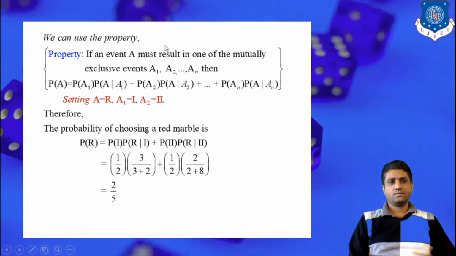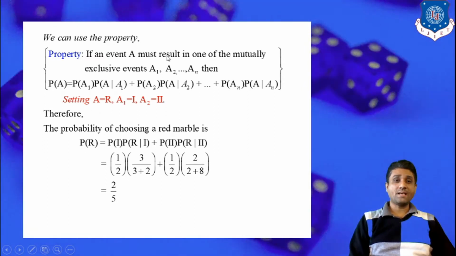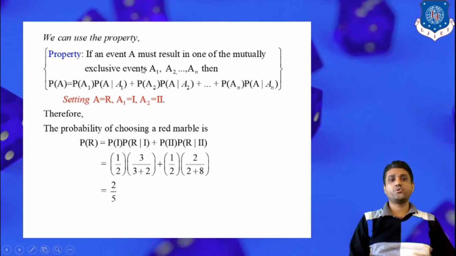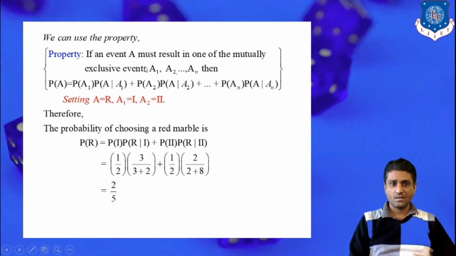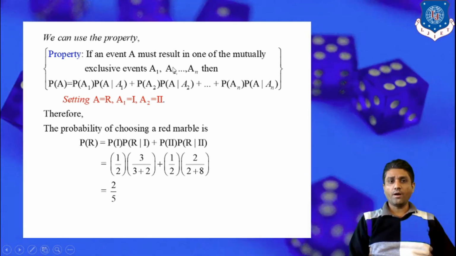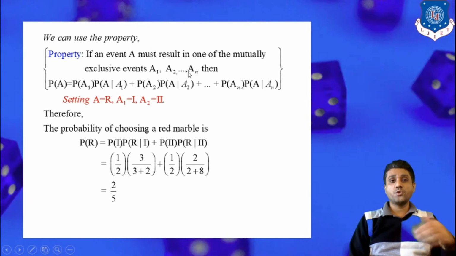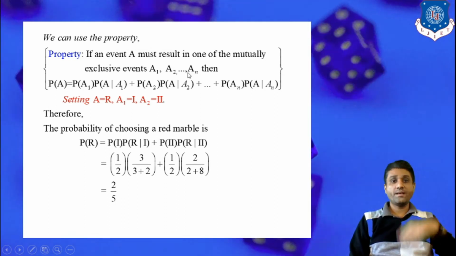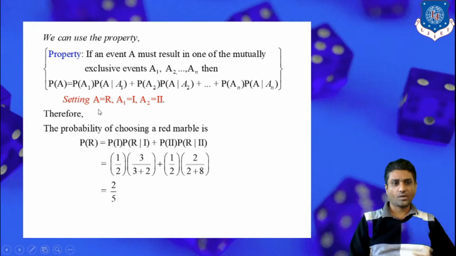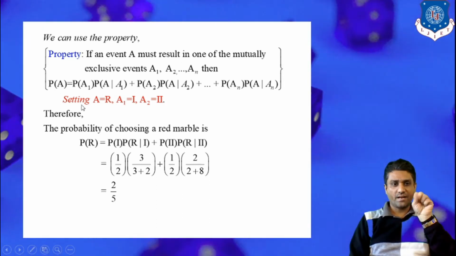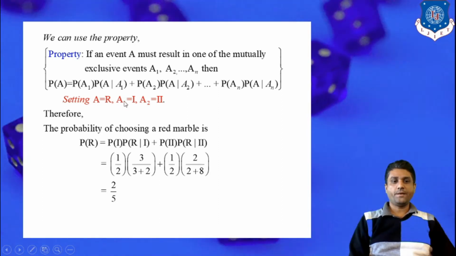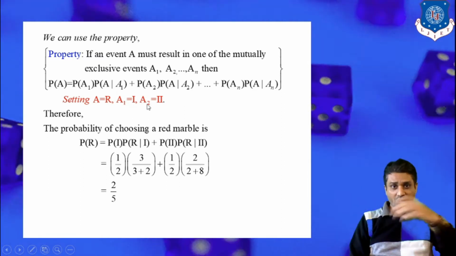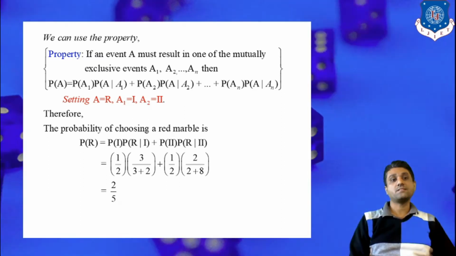But if we talk precisely about this example, how many mutually exclusive events are there? In the general definition there are n mutually exclusive events, but here there are only two boxes. So we set the notation: capital A1 is our first box, and capital A2 is our second box.